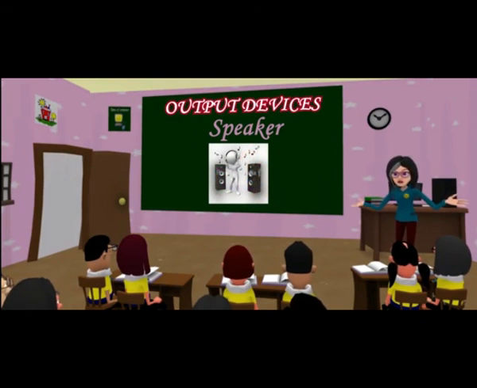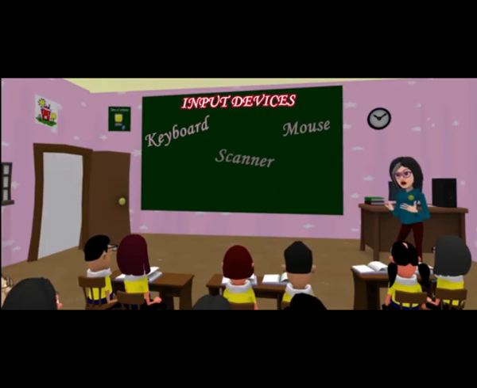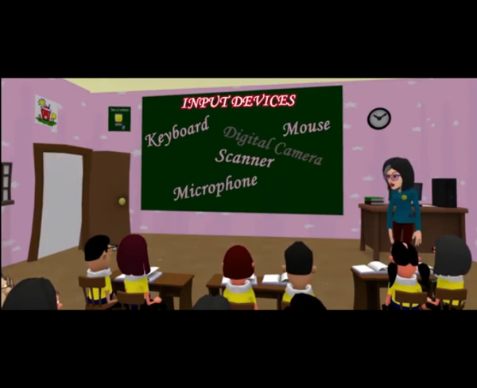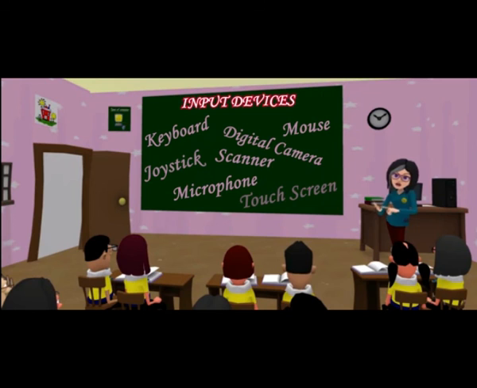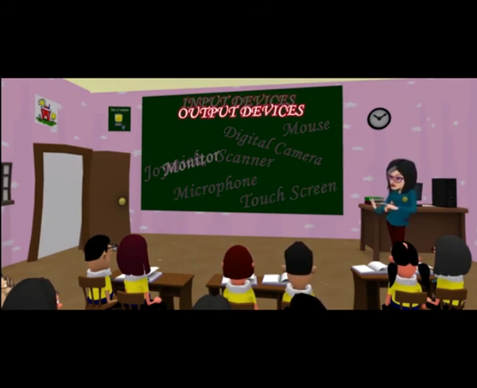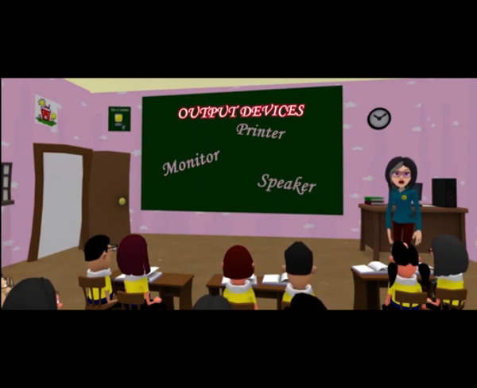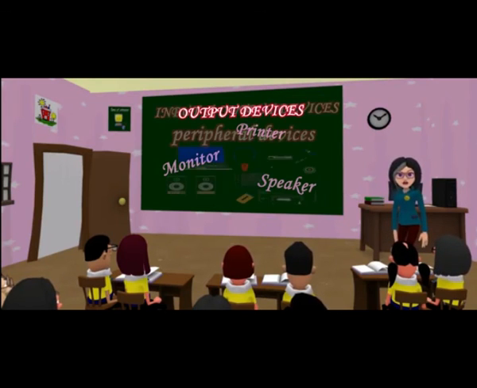So students, today we studied about input and output devices. Keyboard, mouse, scanner, microphone, digital camera, joystick and touch screen. These are the input devices. Monitor, printer and speaker are the output devices. Students, these input and output devices are also called peripheral devices.